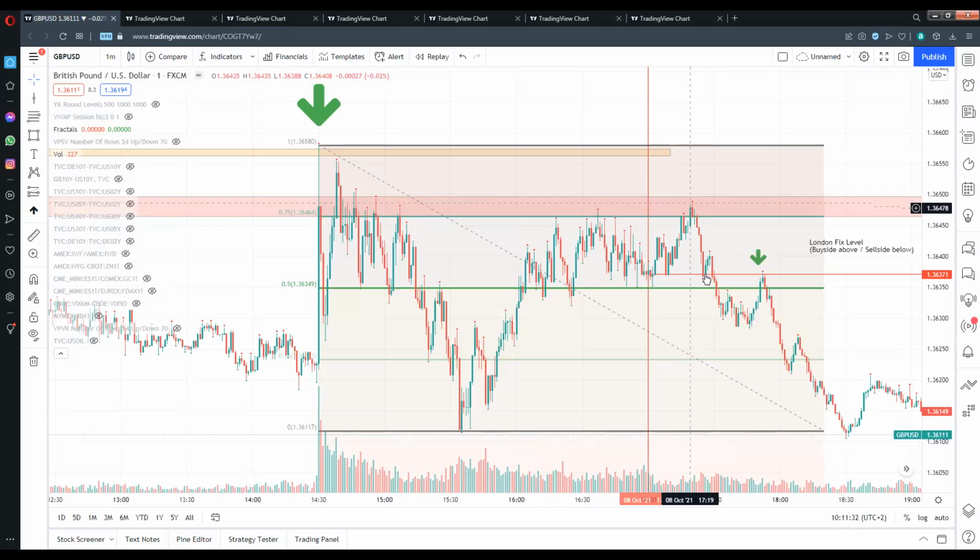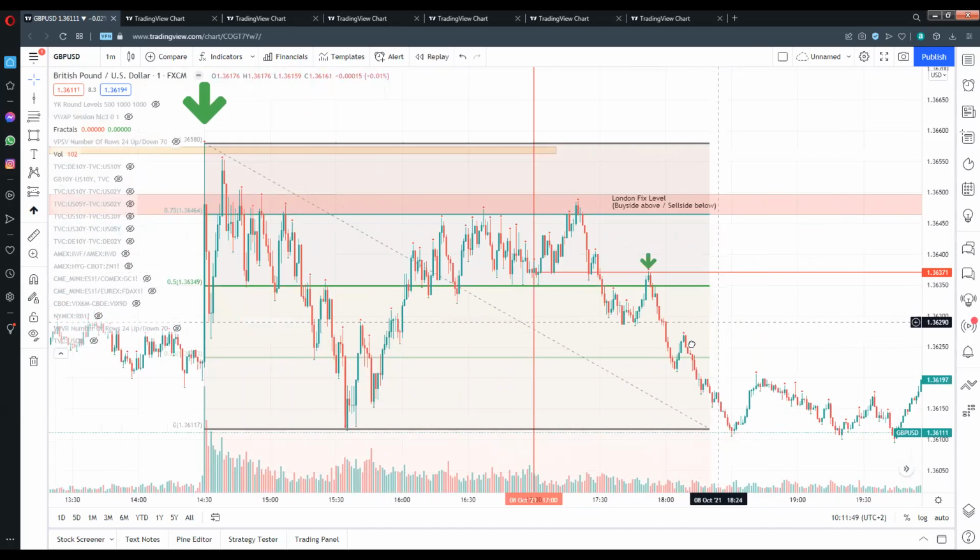If you take the swing high and the swing low, now look what happens. We come down from here, we test this level one more time, we break below it, and look what it says here. London fixed level, buy side above, sell side below. So once it goes below it, now it is the 50 and the zone, and look how perfect it trades, right? Look, boom, and it hits the full measure.